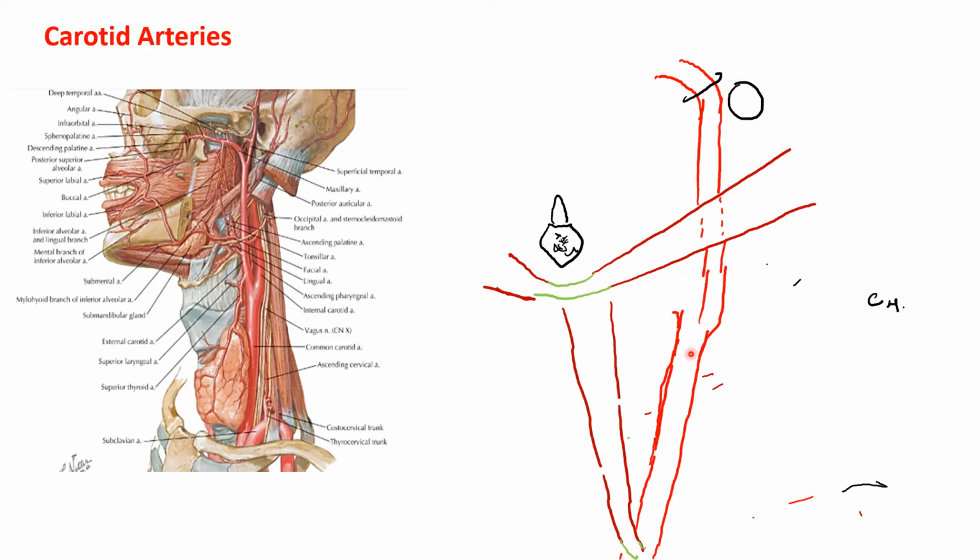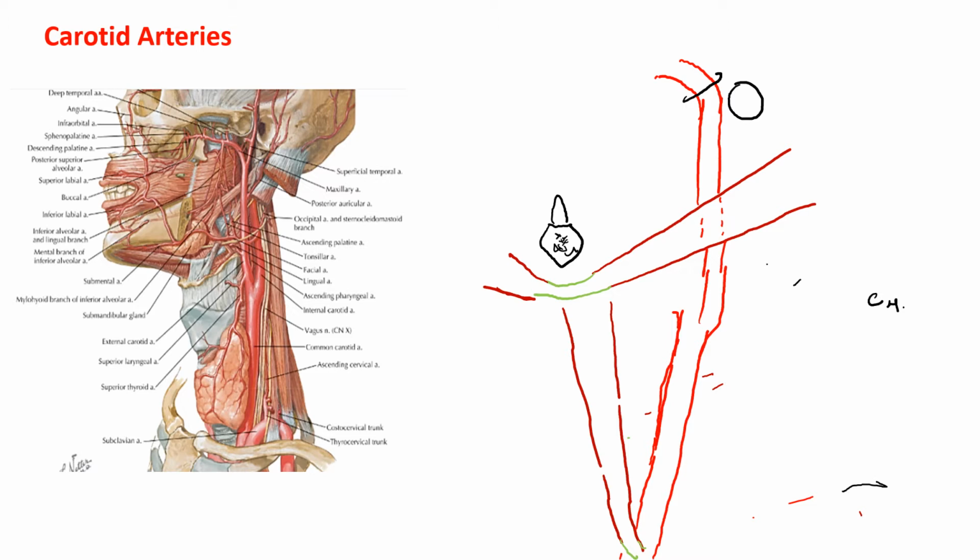So the internal carotid artery has traversed the neck. It arises at the level of C4 or the upper border of the thyroid cartilage, traverses the neck and enters into the cranial cavity. And this internal carotid, along with the common carotid, was lying in the carotid sheath.